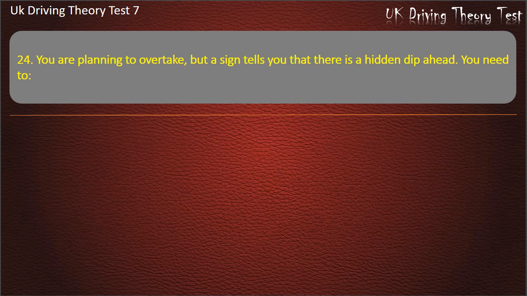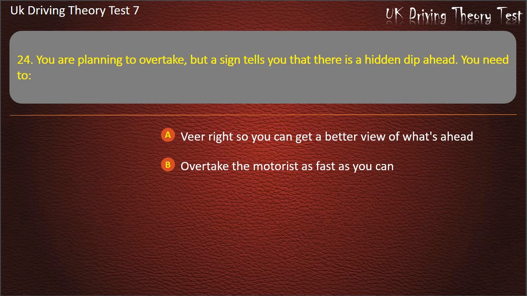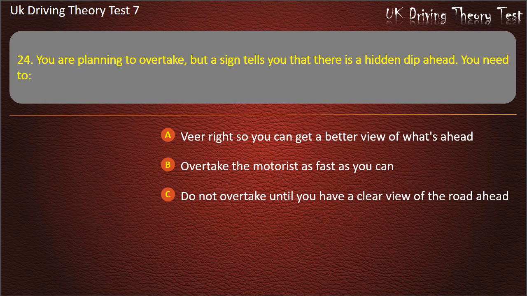Question 24. You are planning to overtake, but a sign tells you that there is a hidden dip ahead. You need to veer right so you can get a better view of what's ahead. Overtake the motorist as fast as you can. Do not overtake until you have a clear view of the road ahead. Activate your headlights prior to overtaking. Answer. Do not overtake until you have a clear view of the road ahead.